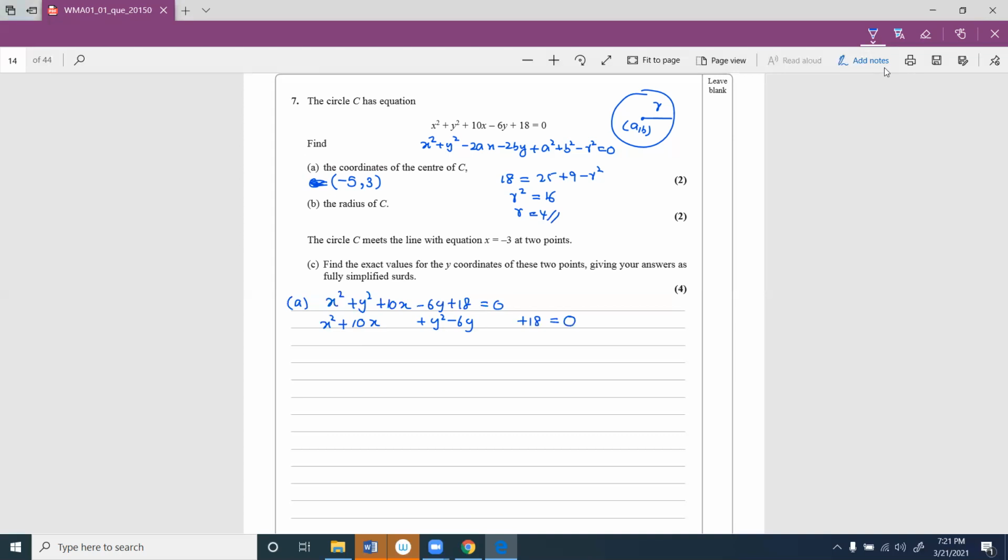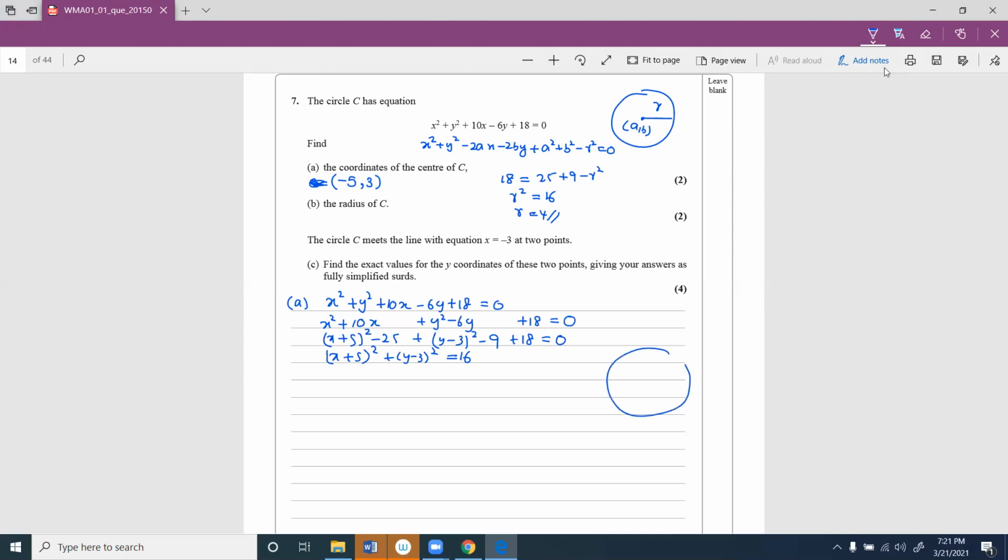With this you can write, take half of this, plus 5: (x plus 5) squared minus 5 squared is 25. Plus take half of it, minus 3: (y minus 3) squared minus the square of minus 3 is 9, plus 18 is equal to 0. With that you can write (x plus 5) squared plus (y minus 3) squared equals 16. From here you can get the center is (minus 5, 3) and the radius r squared is 16. With that you can find r equals 4. Right? Okay. Then they mention, now you know that there is a circle.